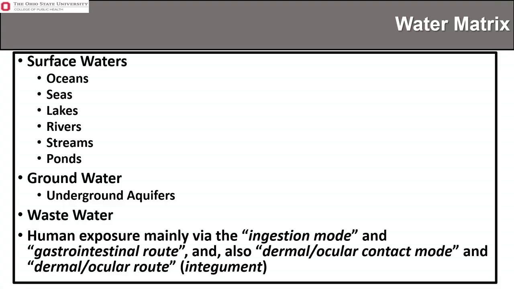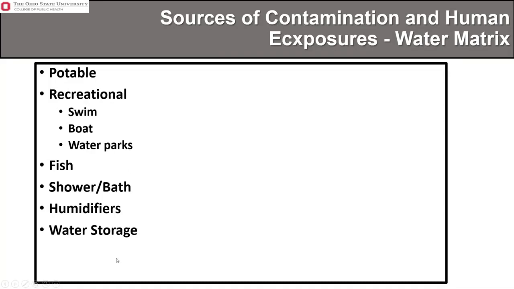And then the final stage here of this module is looking at water matrix and air and food as 2 additional major matrices. You know, here's the categories of both surface and groundwaters that can become contaminated, but we also talk in terms of wastewater that is produced as a byproduct of human activity and reintroduced back into the environment. So these are different sources of contaminated water.